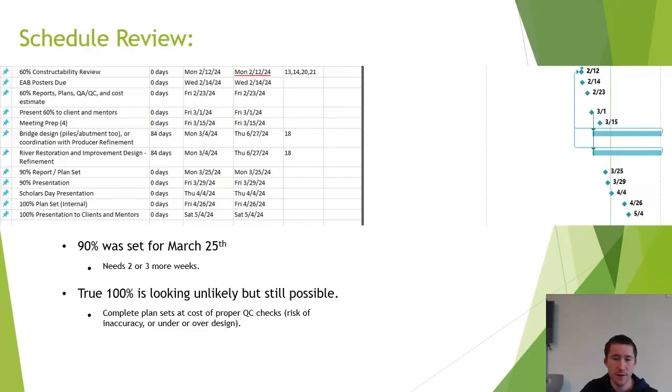At a glance, we are behind schedule for the 90%, as there are still parts of the project that have yet to be designed and drawn out for the plan set. It is estimated to take another 2 or 3 weeks. A true 100% is not looking likely, but we still are on track to have the designs done and at least drawn out in CAD by the end of this semester.